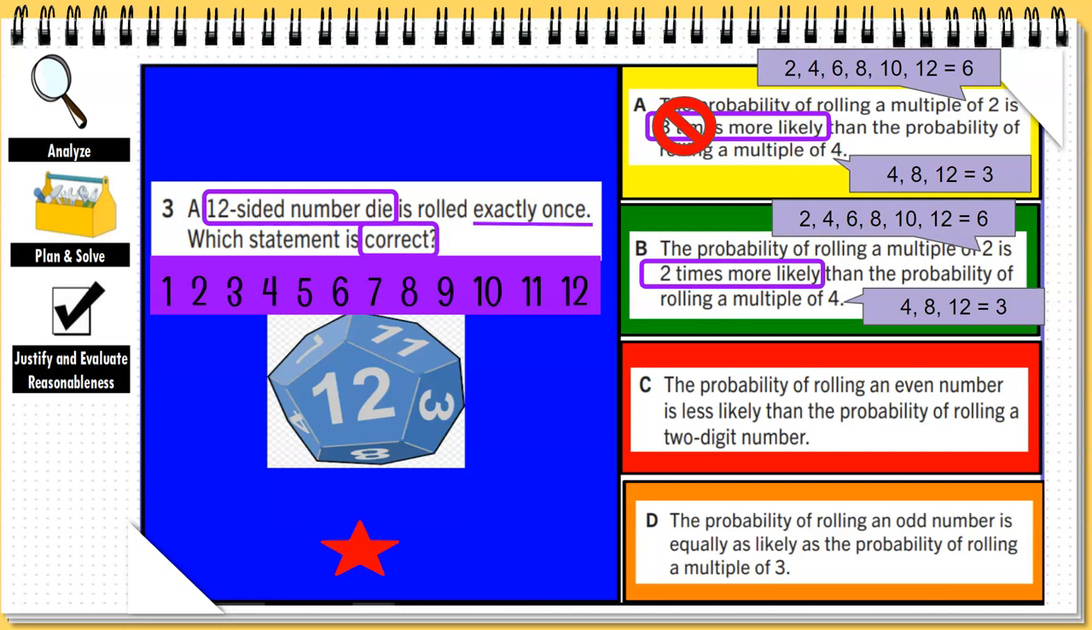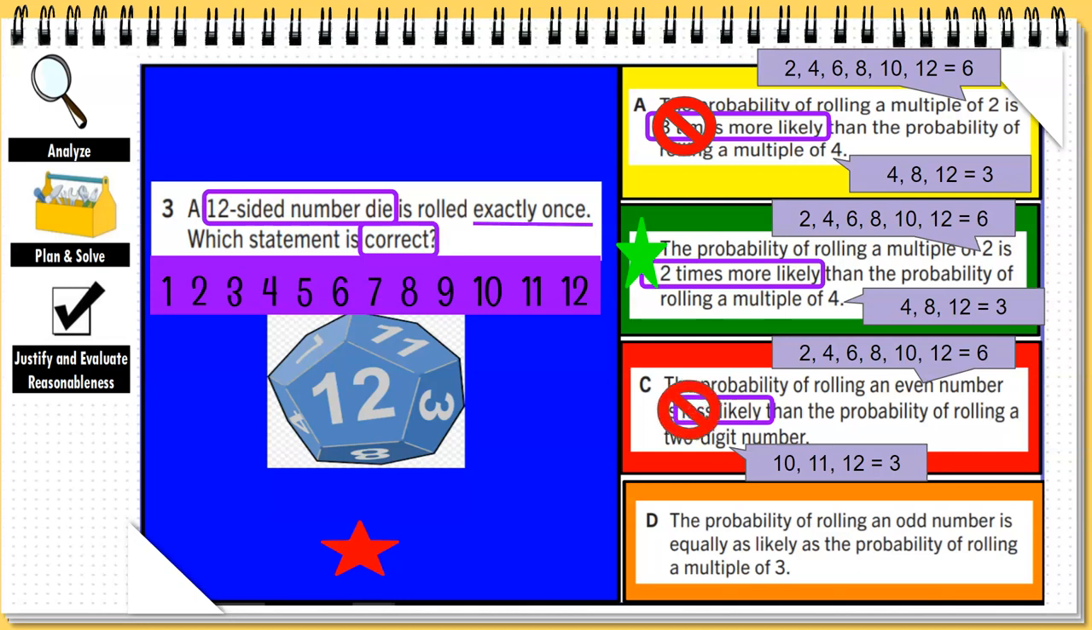The probability of rolling an even number, so let me annotate the even numbers. The even numbers are 2, 4, 6, 8, 10, 12, and so there are 6 even numbers, is less likely than the probability of rolling a 2-digit number. Well, the 2-digit numbers on a 12-sided die are 10, 11, 12. So there are 3 of them. So an even number, well, there's 6 of them, is less likely than a 2-digit number. There's 3 of them. It's not less likely, it's more likely. So this one is also an incorrect statement.